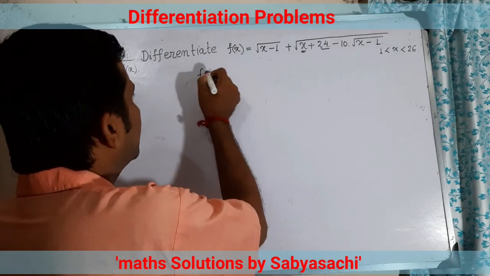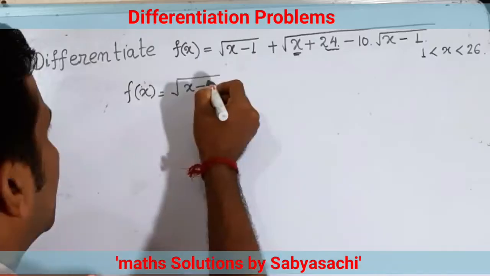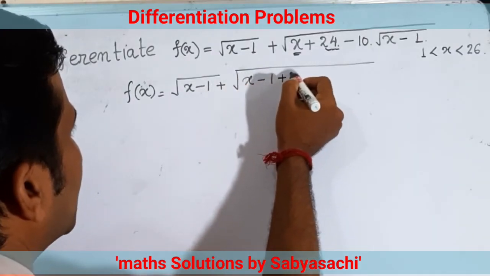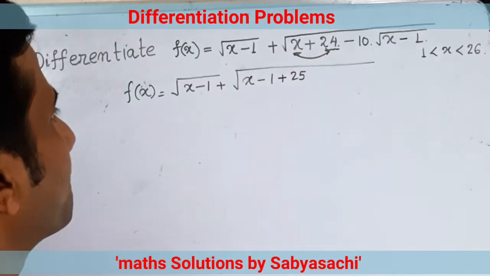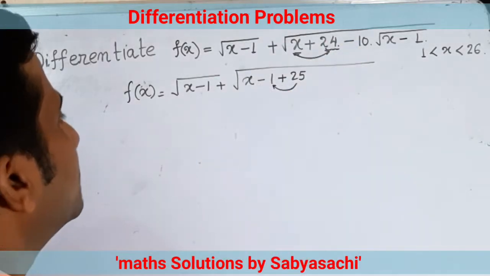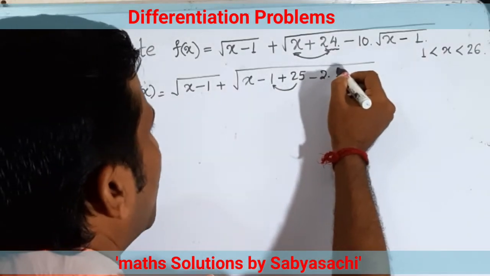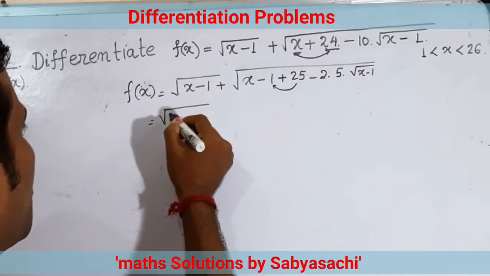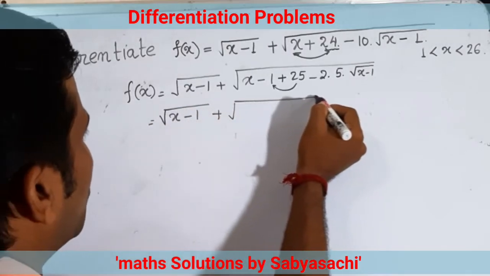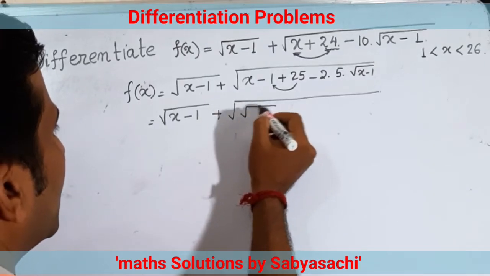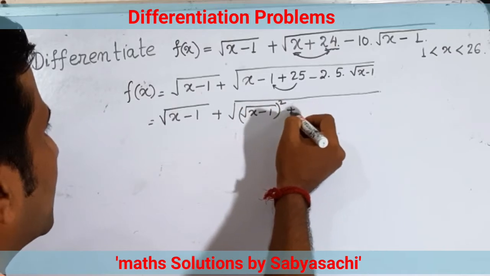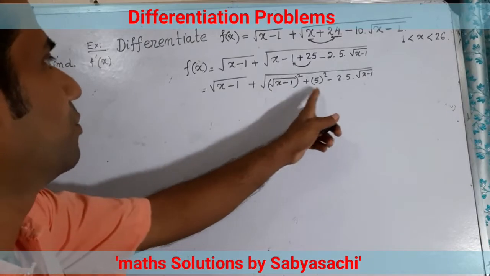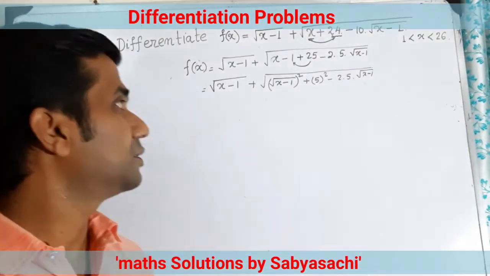So what we have to do: f(x) is equal to root over (x minus 1) plus root over (x minus 1 plus 25). We rewrite this term, that means 24 as 25 minus 1, minus 2 into 5 into root over (x minus 1). Then this is equal to root over ((root over (x minus 1)) whole square plus 5 square minus 2 into 5 into root over (x minus 1)). You certainly see that this is of the form a square plus b square minus 2ab.